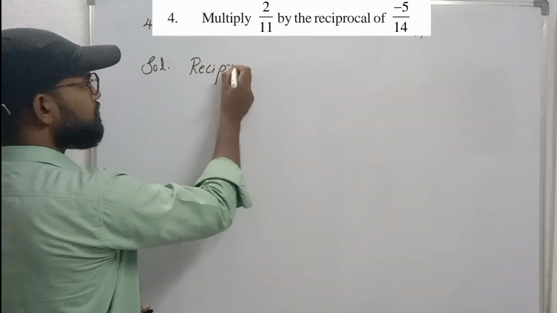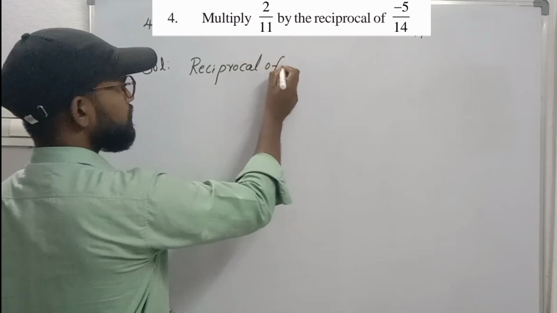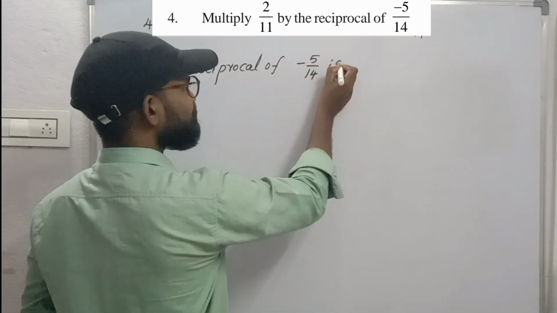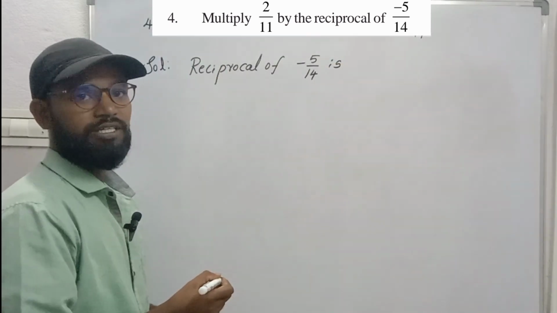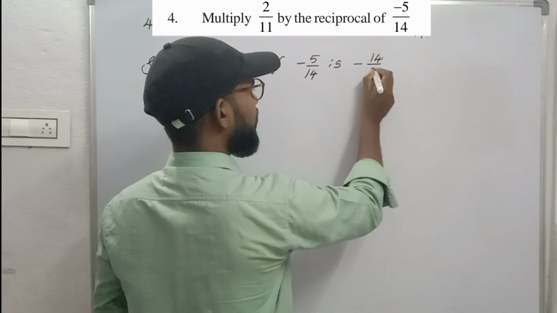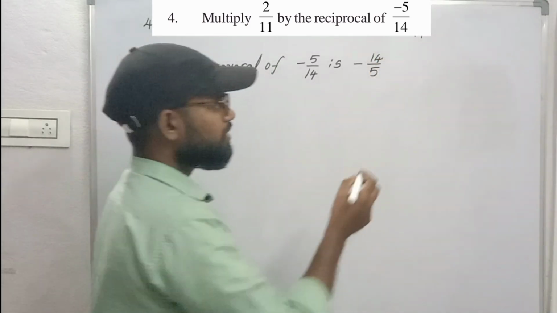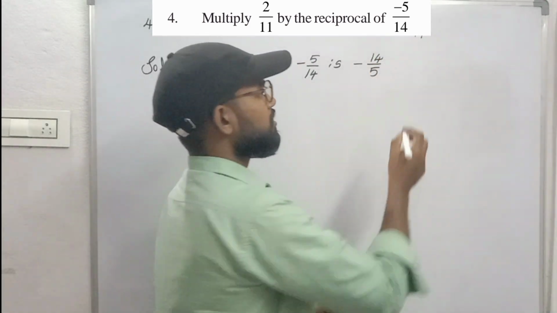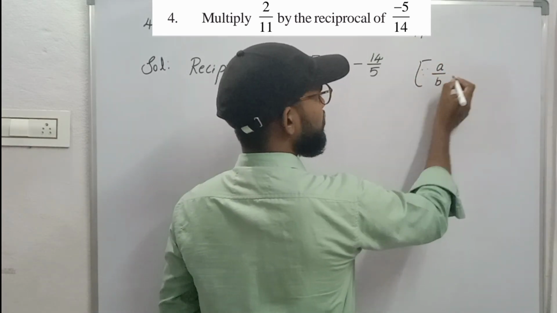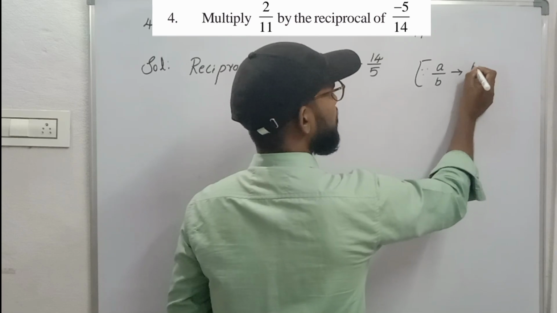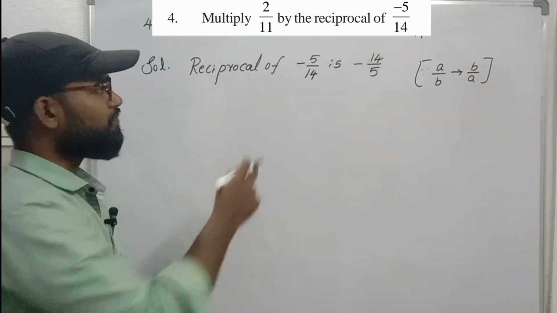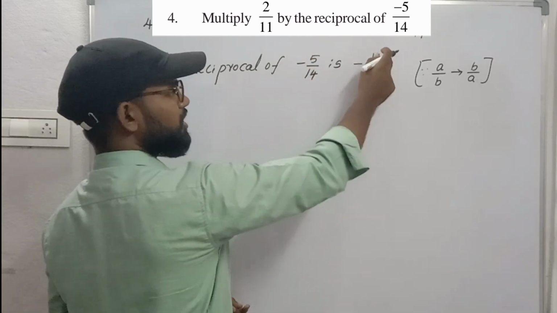Reciprocal of minus 5 by 14 is, what is the reciprocal of minus 5 by 14? That is nothing but minus 14 by 5. Since you know that reciprocal is nothing but inverse, what is the inverse of A by B? The inverse of A by B is B by A. In the same manner, here the inverse of 5 by 14 is 14 by 5.